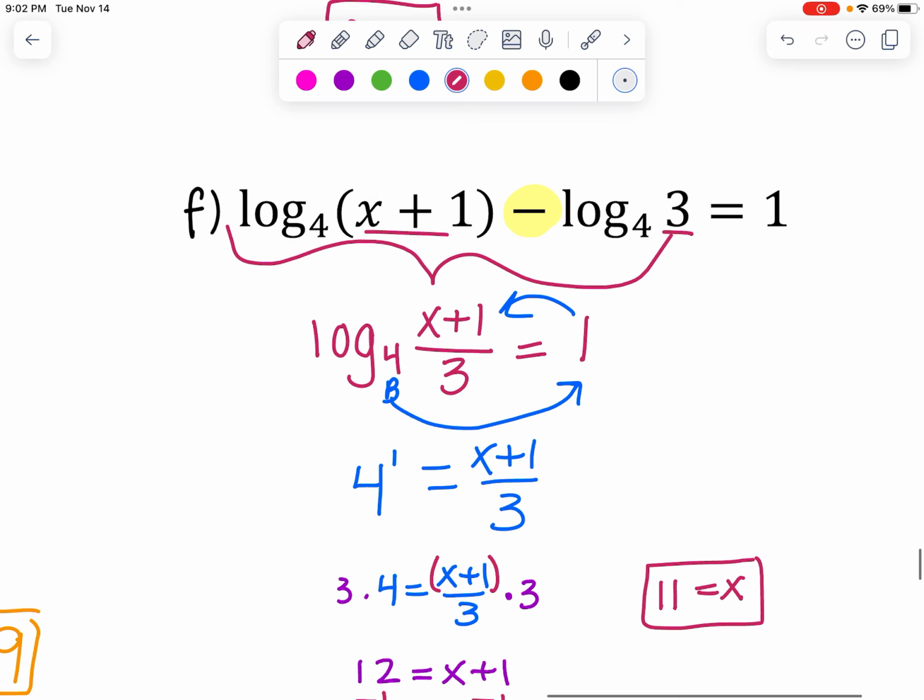Last step is to check. There's only one log with an x inside, so that's the only one we have to check. 11 plus 1 is 12, which is positive. We are good to go.